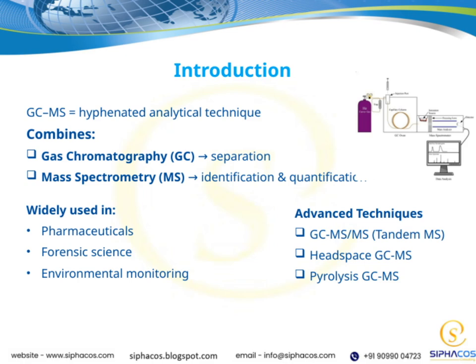You'll find GC-MS widely used across various fields. In pharmaceuticals, it helps in drug development and quality control. In forensic science, it's essential for analyzing crime scene evidence. And in environmental monitoring, it's used to track pollutants and ensure safety.